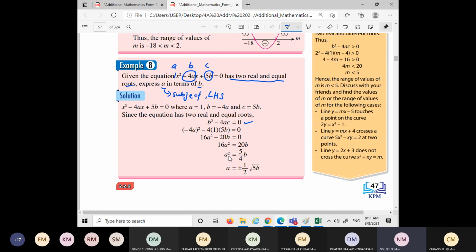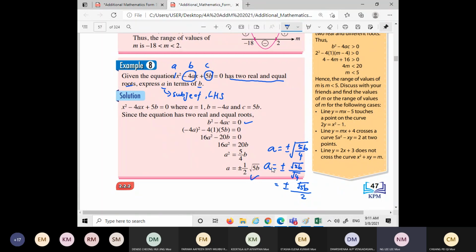Next, same thing, I don't want the square on the left hand side, so bring to that side, become plus minus square root. So a equals plus minus square root of 5b/4. Then I will see what I can simplify. Square root of 5b, nothing can be done. Square root of 4 is 2. Therefore, you can write it in this way, or you can write in this way also. Either one. This is example 8.